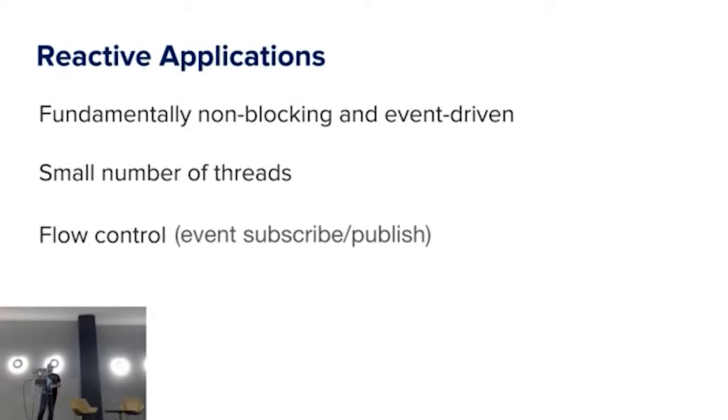So what's different with reactive applications? They're fundamentally non-blocking and event-driven. What that means is that you're going to have two models. You'll have a publisher and you'll have a subscriber. The publisher is going to send events, and a subscriber is going to subscribe to them, right?